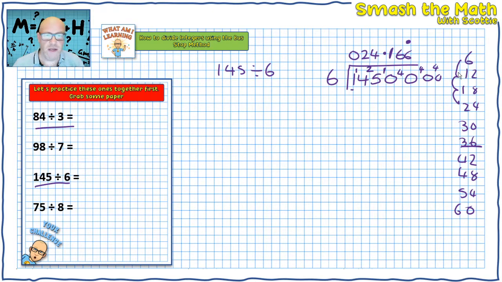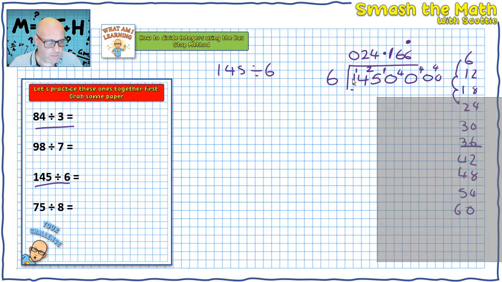Okay, so the answer, depending on how many decimal places you would be rounding it to, is 24.166 or 24.2 or 24.17, depending on what you're going to round it to. Okay, let me show you one more.